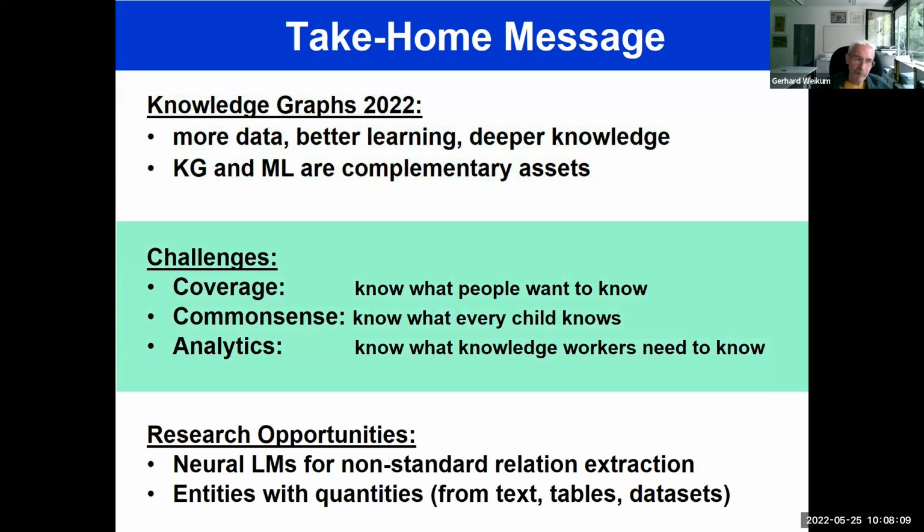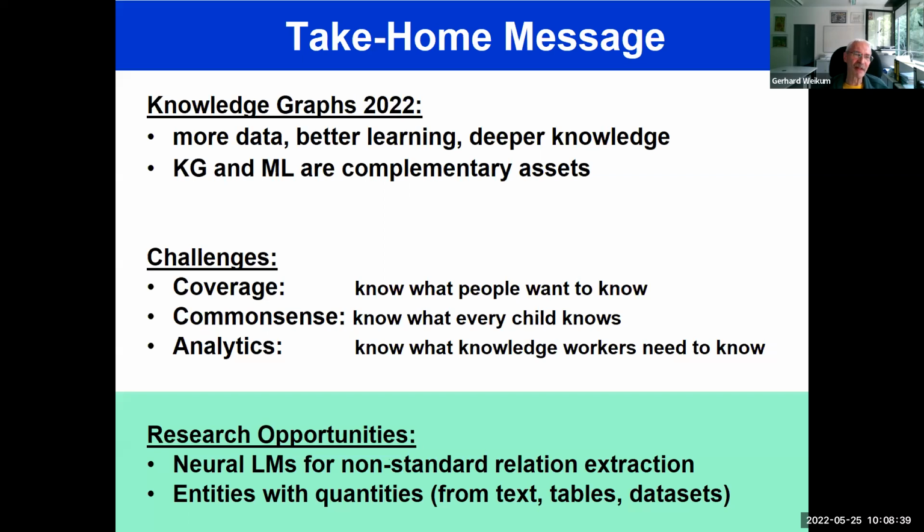I pointed out three challenges: the coverage, especially regarding long tail and non-standard statements, common sense, which every child already has, and supporting analysts with quantity knowledge. And explainability, as someone pointed out earlier, could obviously be a big fourth issue, but there's probably even more than just these three or four, right? This talk cannot be complete. And I elaborated on two of these, pointing out some bits and pieces of technical work and opportunities. So everybody feel free to jump on some of these problems. Thank you, and I'm looking forward to the questions.